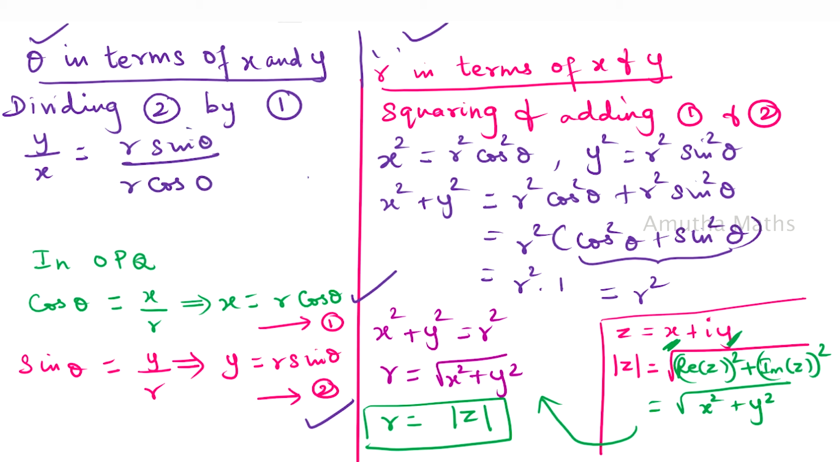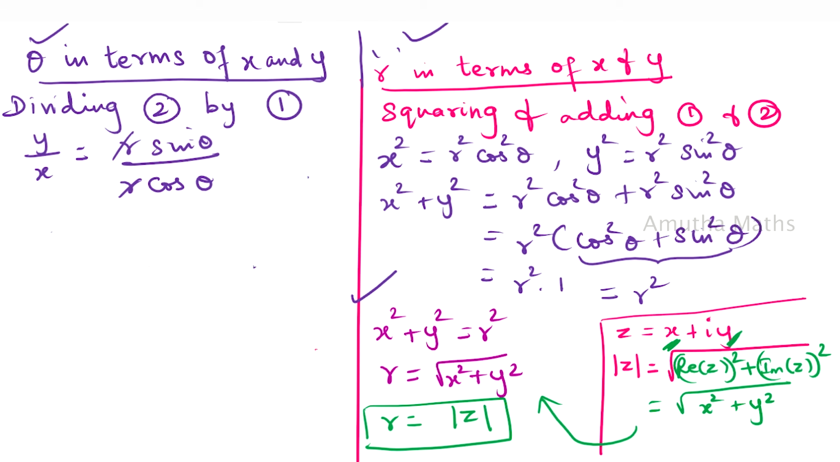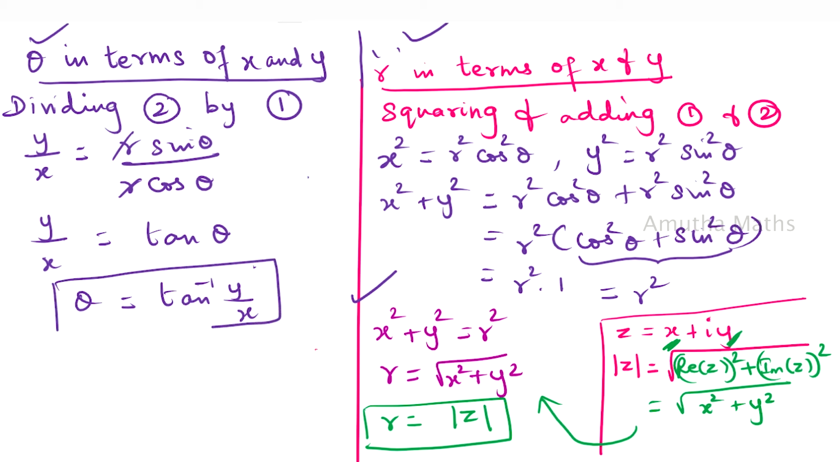So these two r get cancelled. So what will you get? y by x is equal to tan theta. Okay. So what is theta? Theta is equal to tan inverse of y by x. Right? So this is called the argument of z.